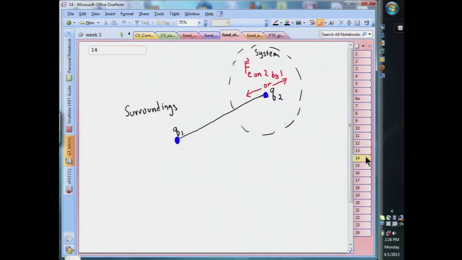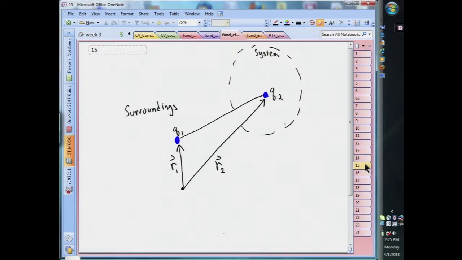Regardless of the case, we'll give this force the symbol F subscript E onto 2 by 1, which is shorthand for the electric force on our system with charge Q2 due to the object with Q1 in the surroundings. Now, to specify the direction of the electric force, it's clear we'll need to account for the positions of the objects in a manner similar to the way we had to handle the positions of two masses when we discussed Newton's universal law of gravitation.